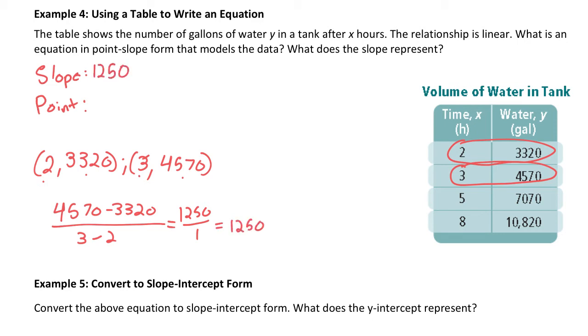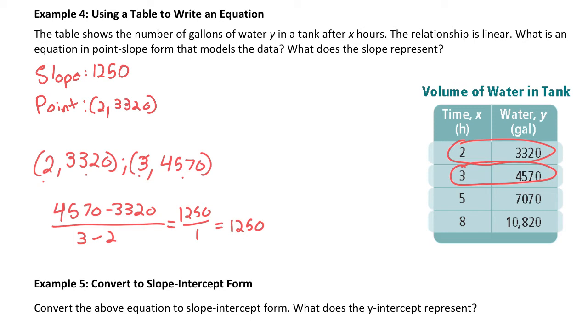Okay? And the point we pick, I could literally pick any of these 4 points. I usually pick the point that's got the smallest 2 numbers if I can, but it really doesn't matter. So I'm going to pick the point (2, 3,320). That's my point. Any other one of these points would have worked.